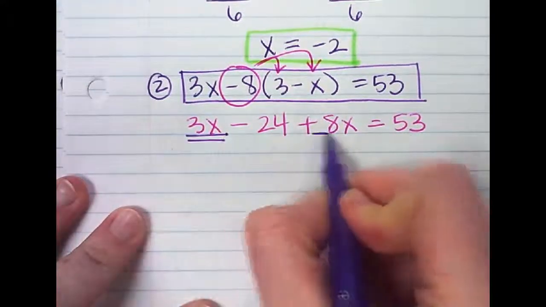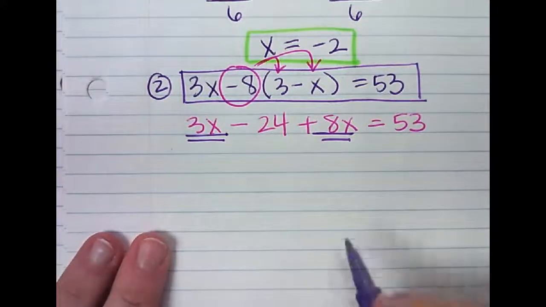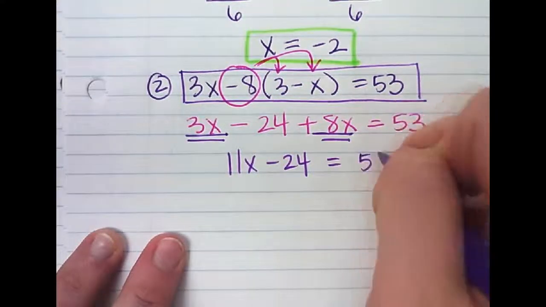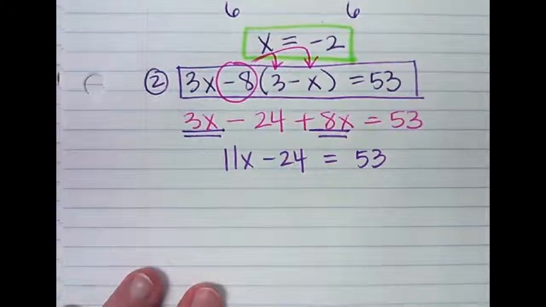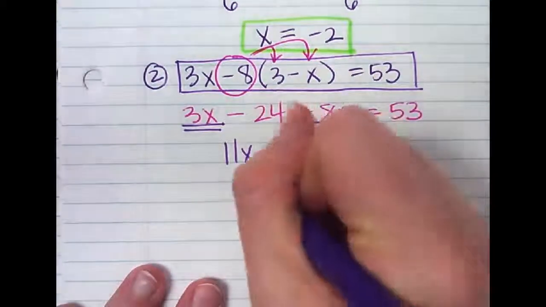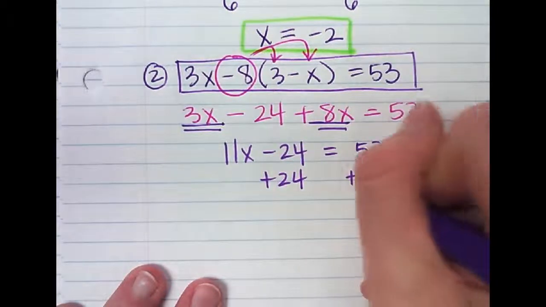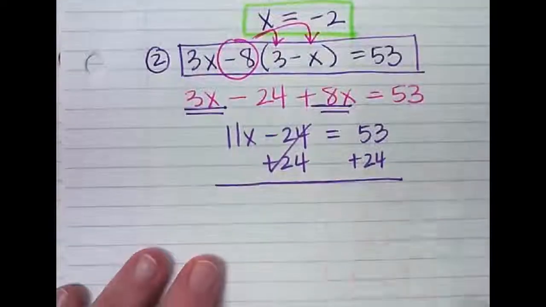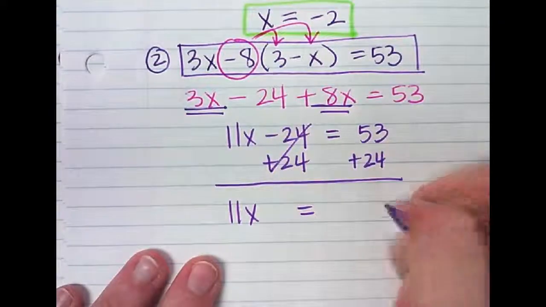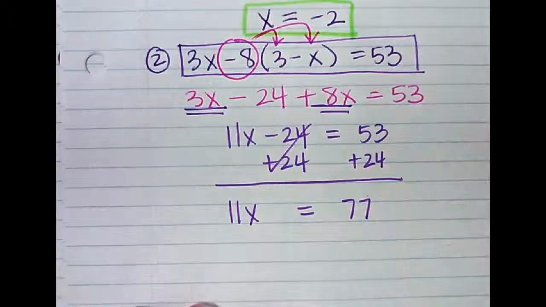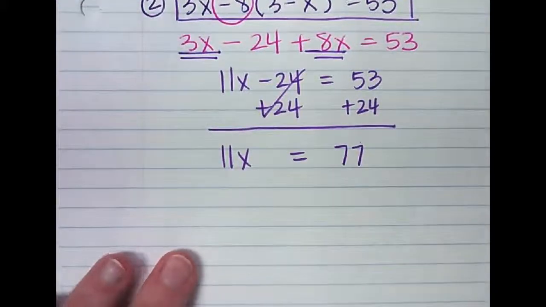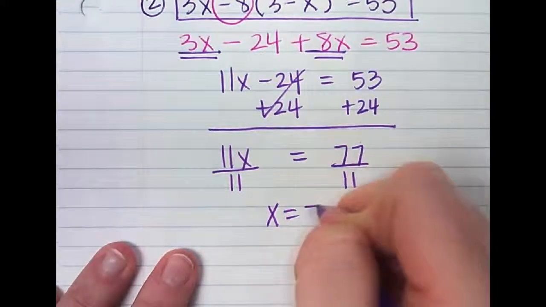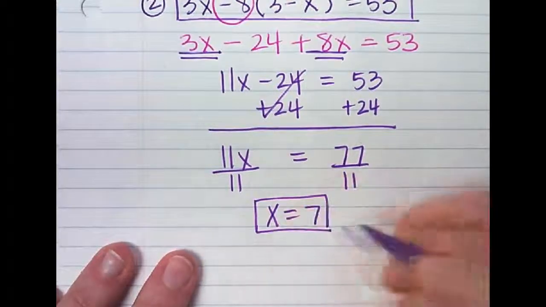So 3x plus 8x is what? 11x minus 24 equals 53. Same thing as before, add the 24 over. So that's gone. 11x equals, what is that, 77? And divide by 11. So x equals? 7. Perfect.